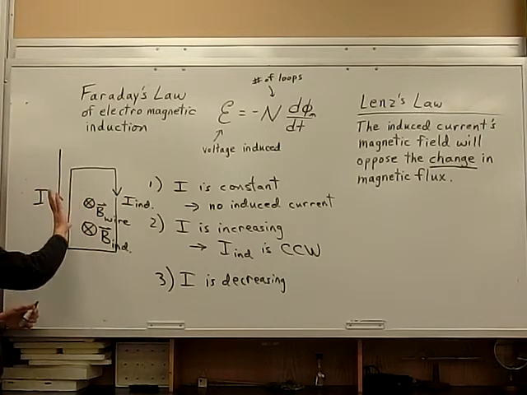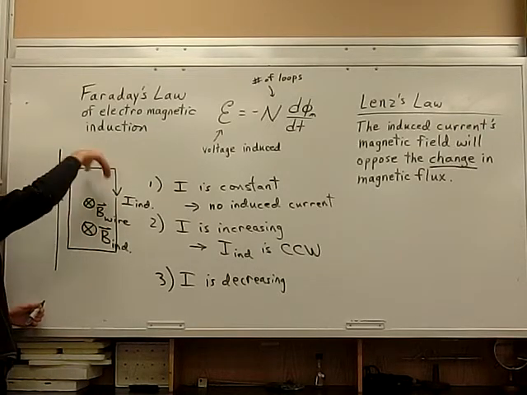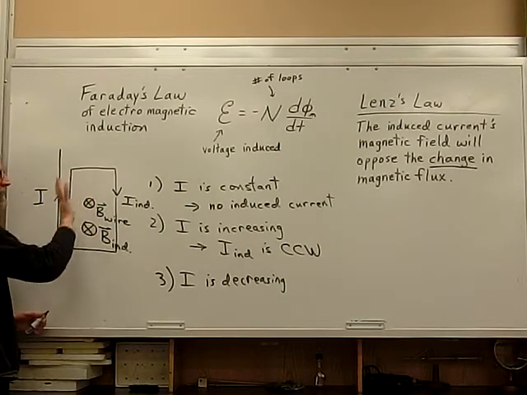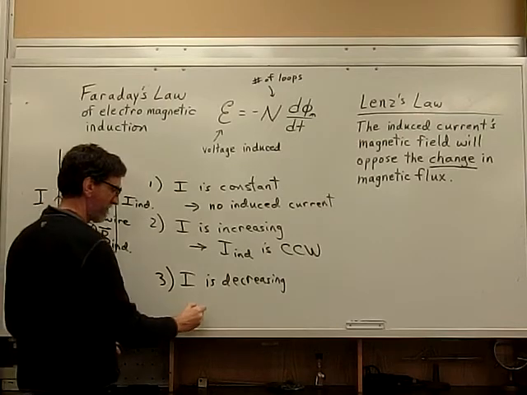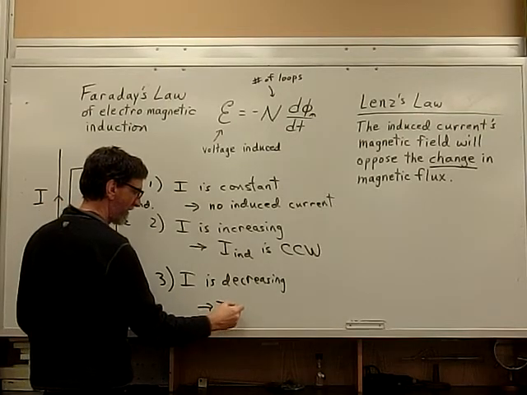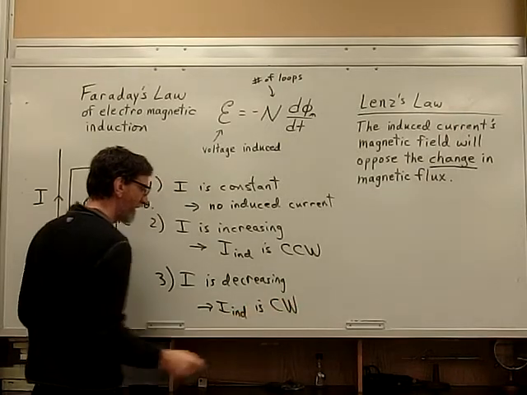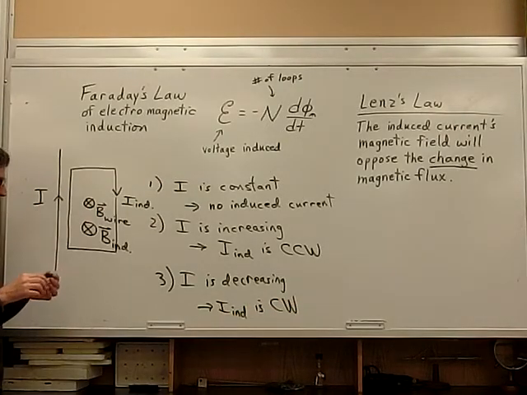Again, if you curl your fingers in around the loop in the way the current flows, your thumb points in the direction of the field going in, so the current must go clockwise now. So I induced is clockwise when the current in this wire is decreasing.